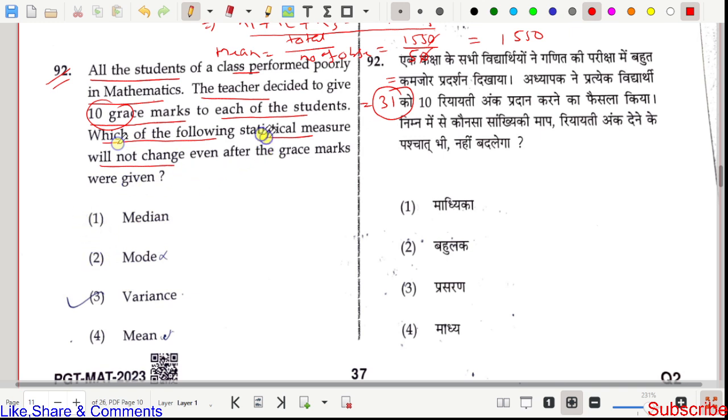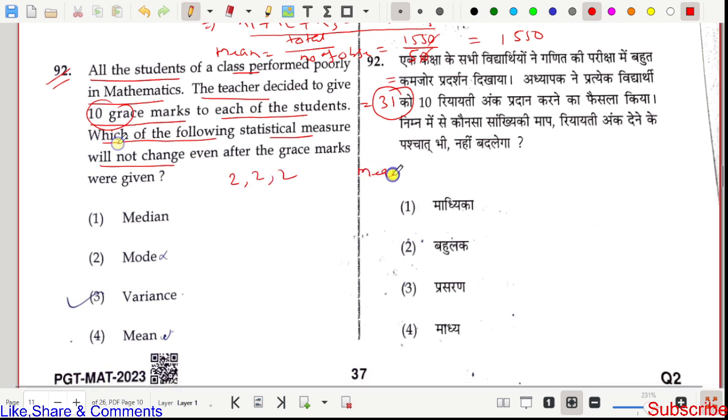Suppose there are 3 students, and all the students got 2 marks. If all the observations are the same, then we know that mean, median and mode will all be the same.